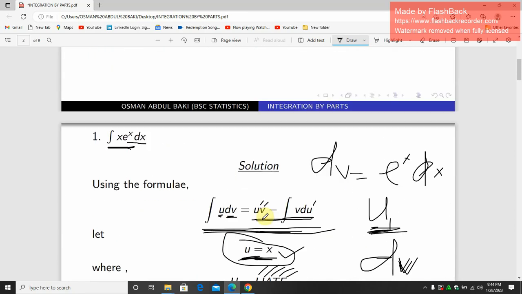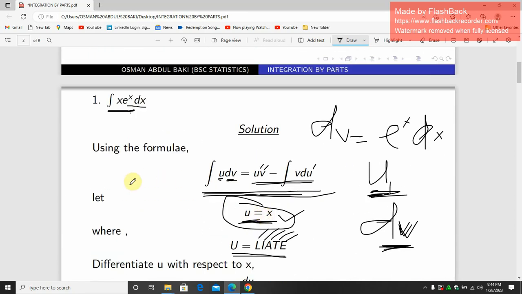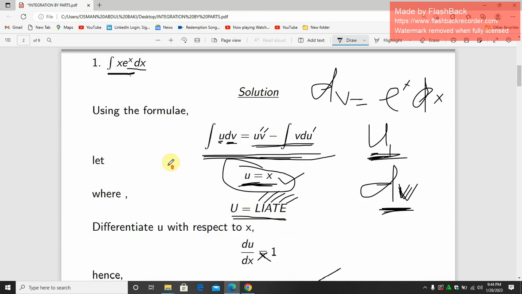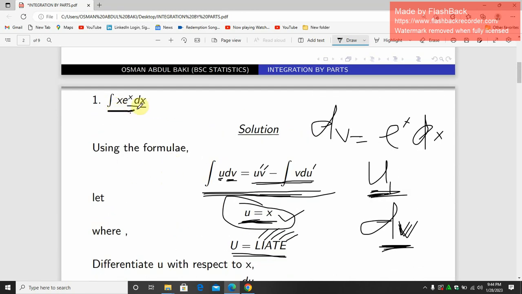So let me go back again to just summarize what I have done for question 1. This is the integration by substitution question, where u must be equal to x, because in this question we are assigning u and dv, and u must be equal to either logarithm, indices, algebra, trigonometry, or exponential in every question. Here algebra was first, the x was algebra.